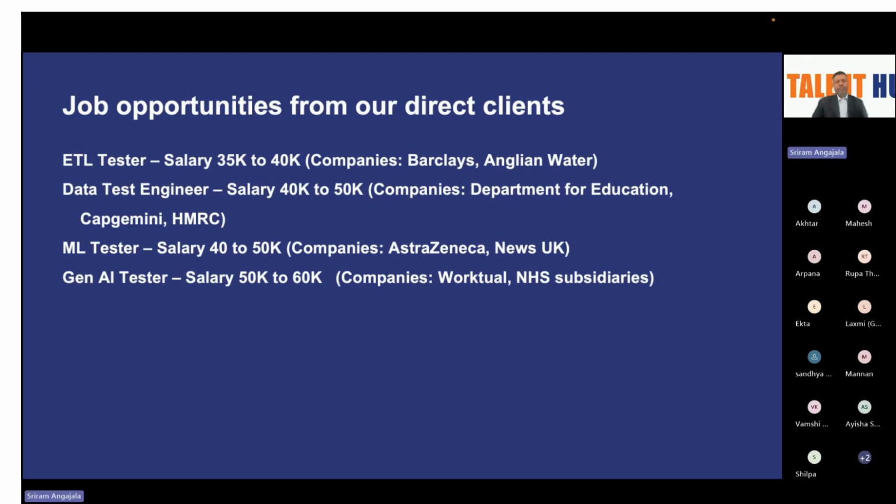Okay, now coming to the opportunities, guys. We did a lot of research, and I can rightly say that right now the opportunities are plenty. You can see right now in Barclays and Anglian Water, the water company, and Barclays Bank, they are looking for ETL testers. Similarly, Department of Education, Capgemini, HMS are looking for data test engineers.